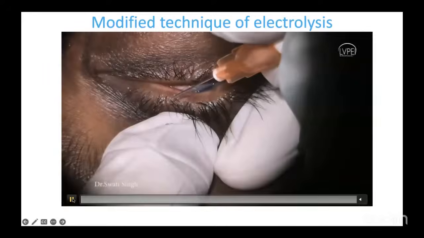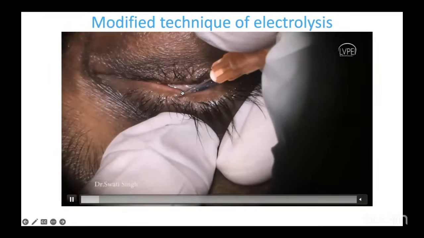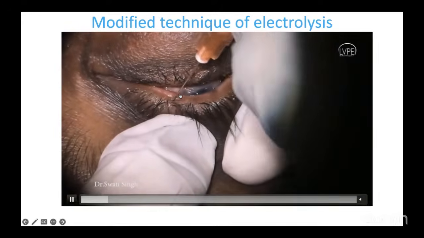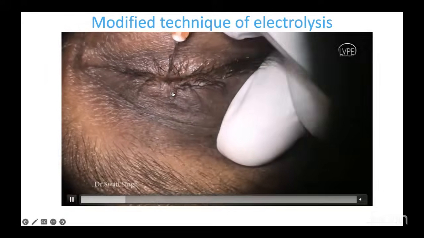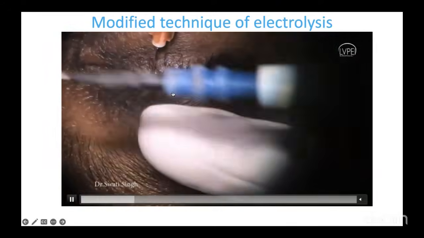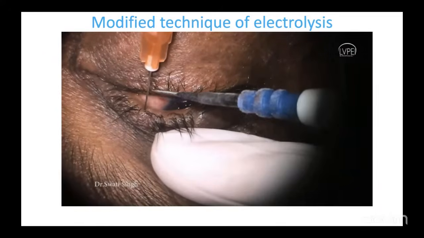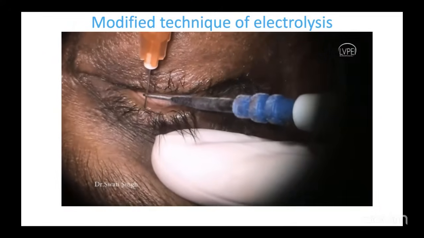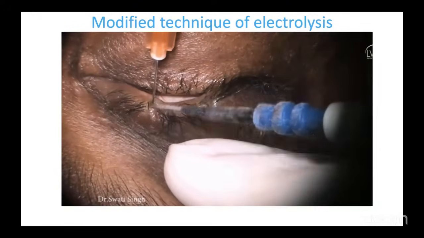So we use this technique now where we pre-mark the 29 gauge needle. For the upper eyelid I have taken 3 millimeters. Then you go along the misdirected eyelash, touch your electrocautery current to this tip, and wait for the discoloration of this lid margin skin. Once that happens, you pluck it off. If it easily comes off, that means the application is successful.